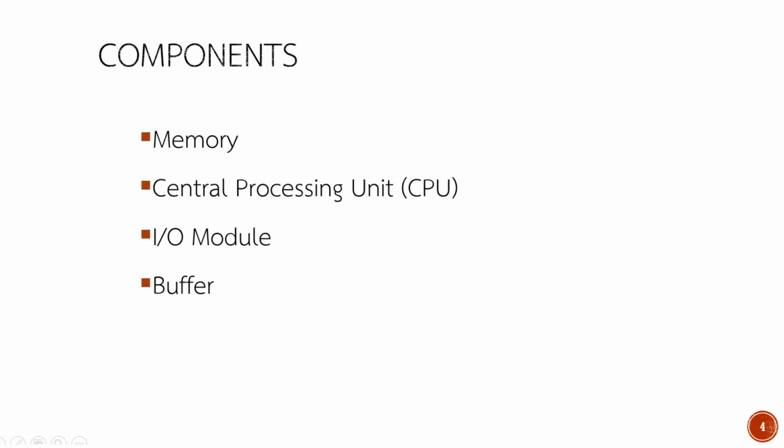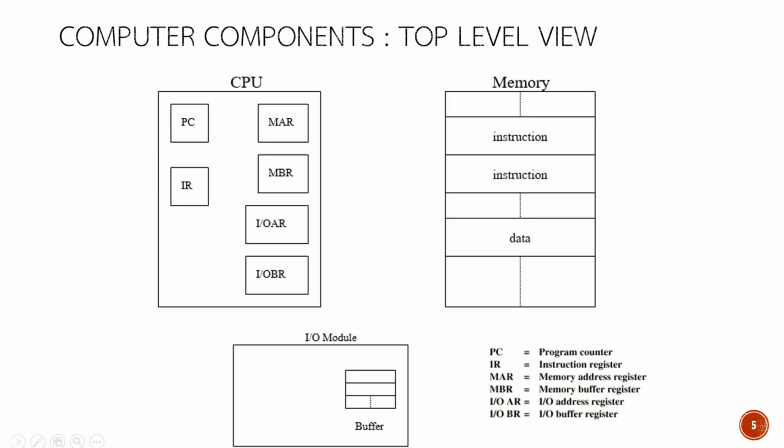So the components are: memory, which stores both data and instructions that will be retrieved or stored by the central processing unit, or CPU; an I/O module for transferring data in and out; and a buffer to store data in the I/O module. The top-level view of computer components shows that memory stores both data and instructions that will be accessed or stored by the central processing unit, CPU.